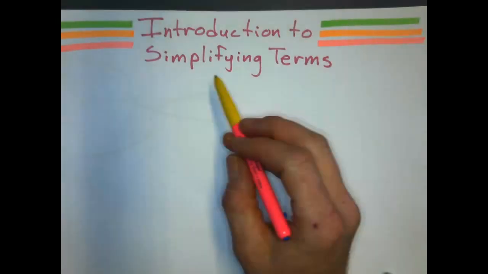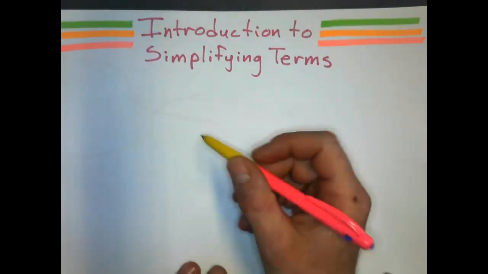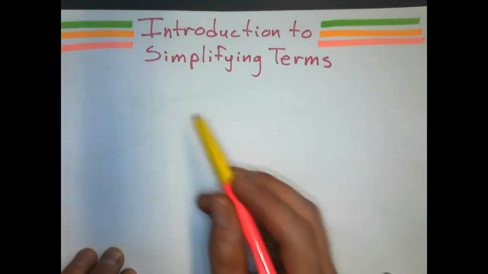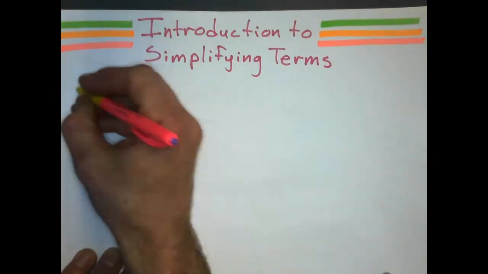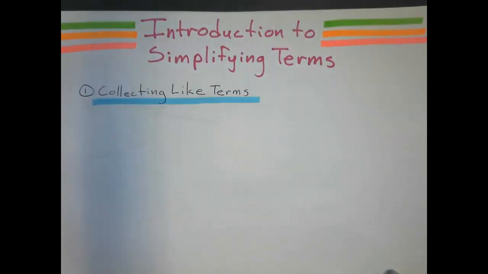Okay, so the lesson today is pretty much the basic one of simplifying algebraic terms. We're going to talk about the first bit, which is just collecting like terms. So that's going to be our first objective.